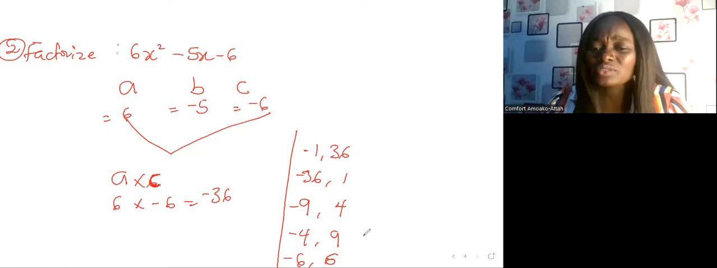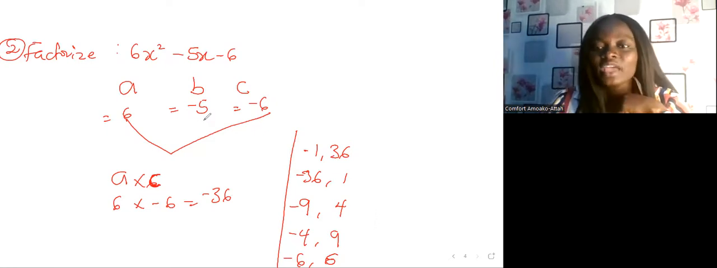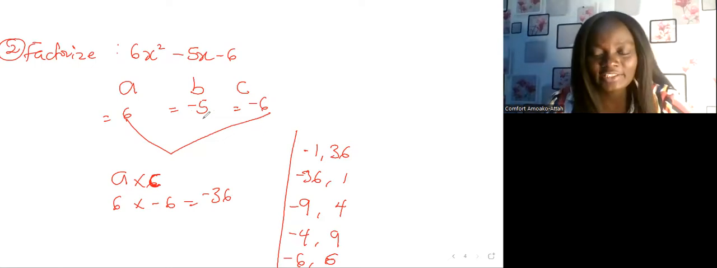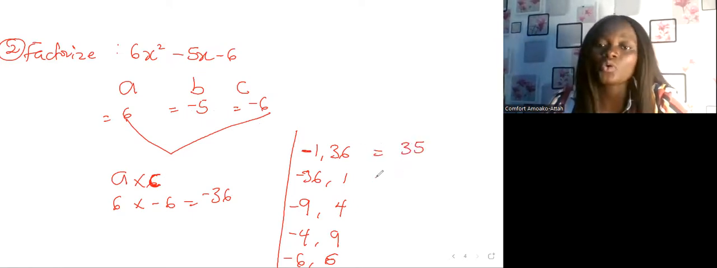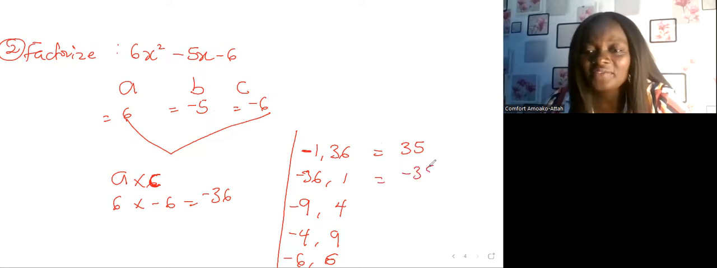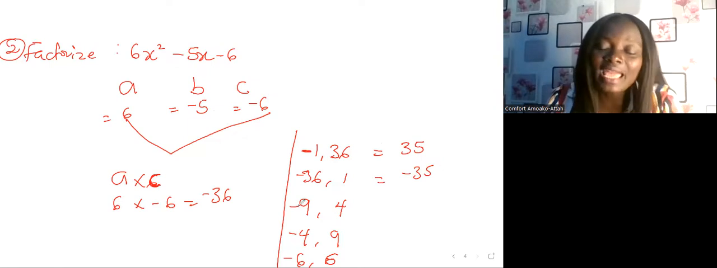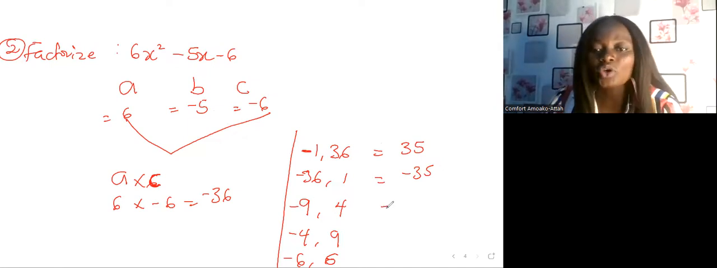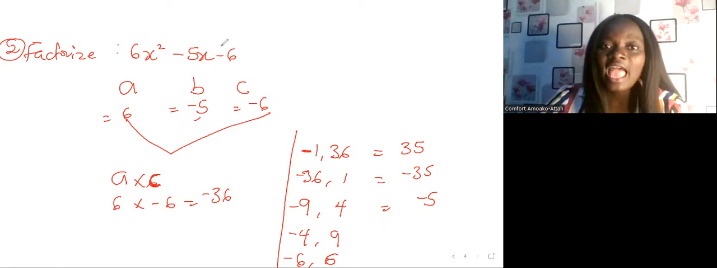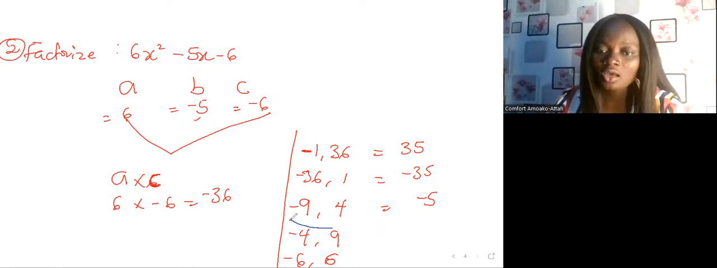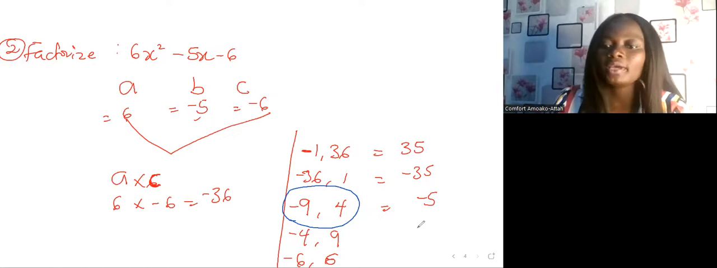Now, among these, which of them will fit in here? When you add up, you get -5. When you add -1 to 36, you are getting 35. When you add this, you are getting -35. It doesn't fit. -9 plus 4 will give us -5, so it fits the expression. So it means we will choose this as our factors. Okay, so -9 and +4. Then you fix them here.